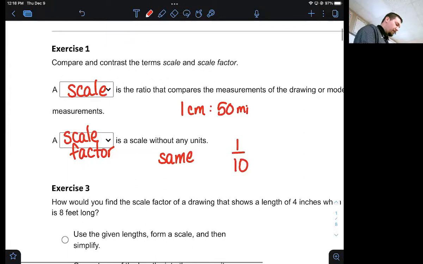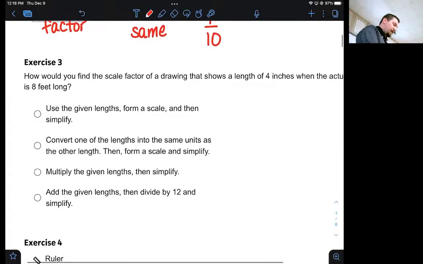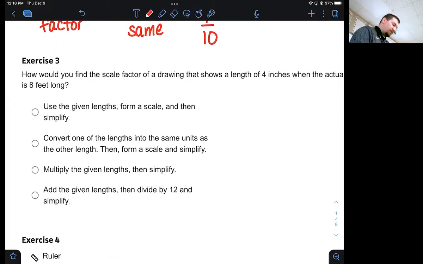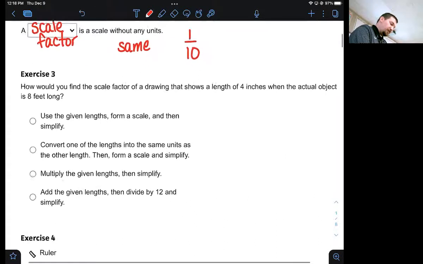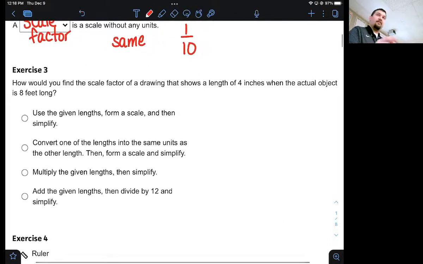All right, number 3. How would you find the scale factor of a drawing that shows the length of 4 inches when the actual object is 8 feet long? Maddox? B, yes. Convert one of the lengths into the same units as the other length and then form a scale and simplify. Let's go ahead and do that for this problem.